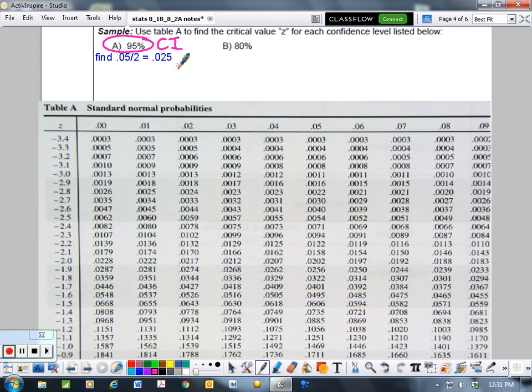So 0.025 is somewhere in between here. No, I need to go bigger, 0.025. Ooh, here we go, 0.025. Perfect. I actually have the value. So then the z-score for that is negative 1.96.